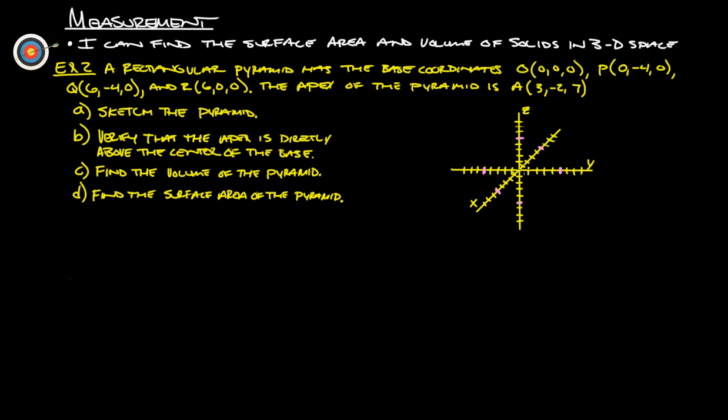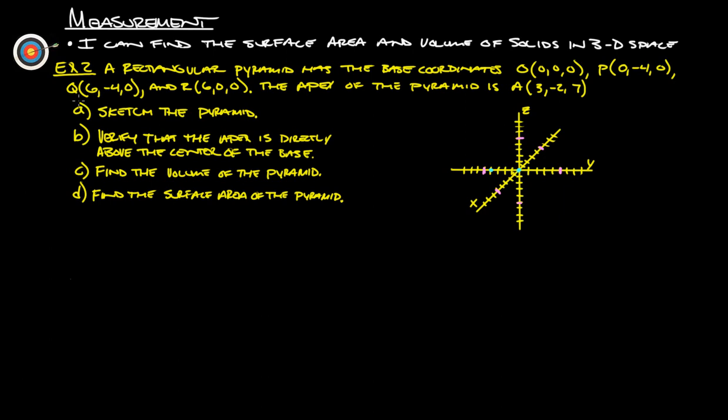So O is (0, 0, 0), that's a pretty straightforward one. That's right here at the center, right? P is (0, -4, 0). So the X is 0, so we don't go out here at all. Y is -4, and the Z doesn't go up or down at all, so there's point P. Just so I'm not sure exactly where everything's going to go here, let's plot all our points and then we can label all the points with the letters.